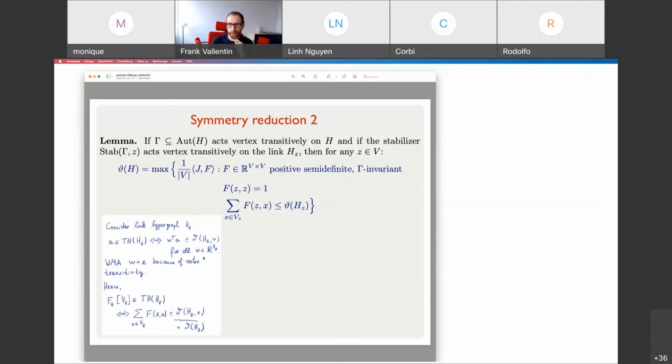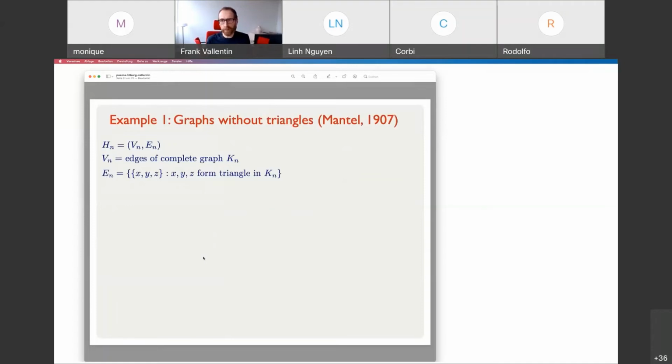And in our situations, we will have such a strong group which acts vertex transitively on H, but also the stabilizer acts vertex transitively on the link. Okay, so let's apply this. I want to apply it to three different examples. The first example is a graph without triangles. So this is the theorem of Mantel, the starting point for extremal graph theory.